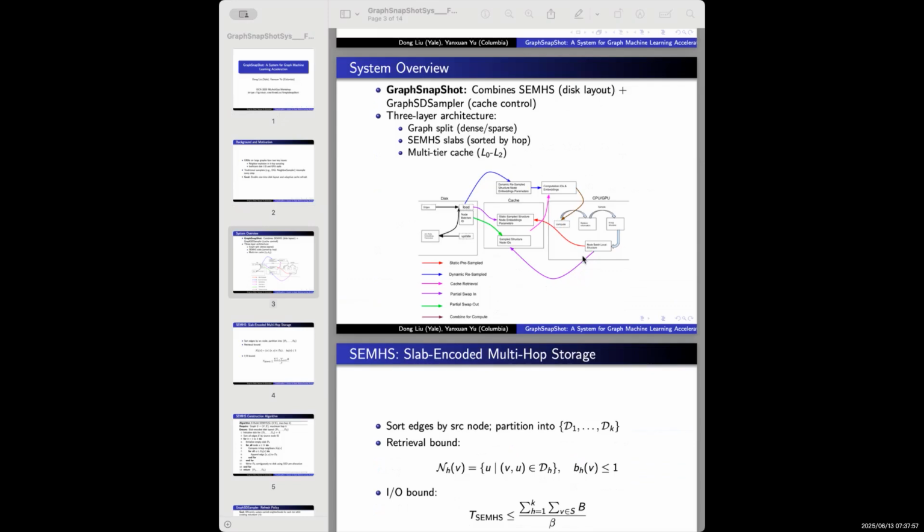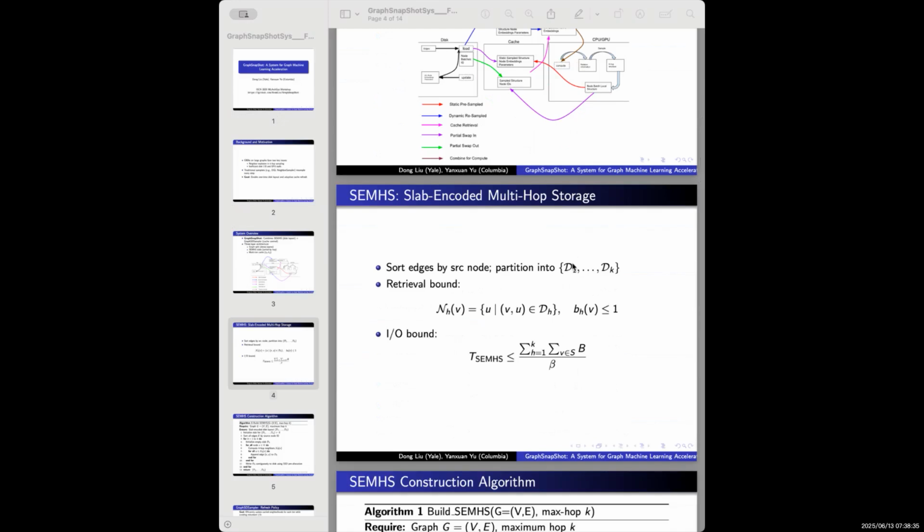The architecture is structured in 3 layers. First, we split the graph into dense and sparse regions. Then we build SEMHS slabs sorted by hop count. Finally, we deploy a multi-tier cache system from GPU memory to SSD. This architecture gives us both structured disk access and flexible memory reuse. The diagram also shows how data flows across disk, DRAM, and GPU memory during training.